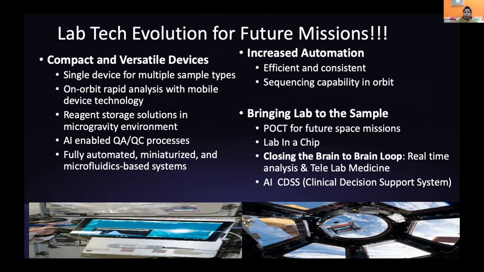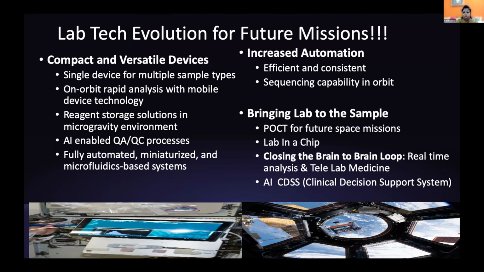So how can lab technology undergo evolution for future missions? This was also a point of the discussion. So what we need is a single device for multiple sample types. We want rapid analysis that can also be possible with mobile technology. Now, some of the continuous glucose monitors are astronaut wearables, and there are other astronaut wearables as well, like smart socks. So they can be coupled with the mobile technology, and those can store the data.